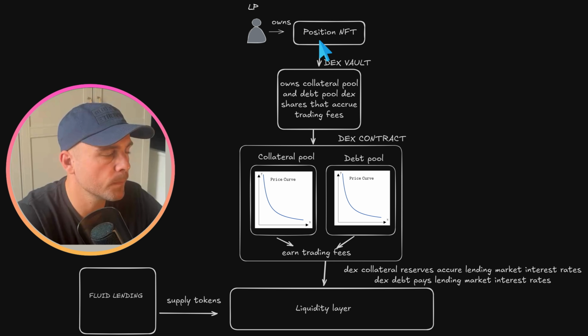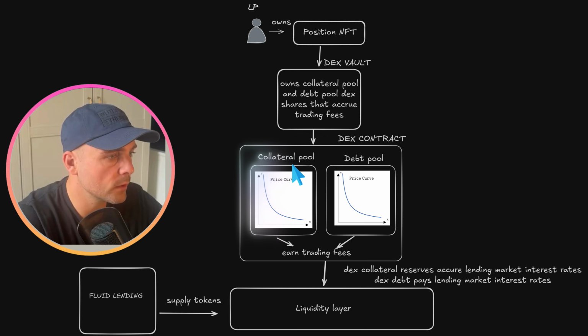So the end state of all of this is that the user ends up owning an NFT that represents his position. That position is the proportional ownership of the underlying DEX vault. The DEX vault in turn owns shares in the collateral AMM pool and has a liability in form of the debt AMM pool shares. So both the smart collateral here earns trading fees and the smart debt earns trading fees as well. Importantly, the smart collateral here also continuously earns interest rate from the liquidity layer, whereas the smart debt continuously pays interest rates into the liquidity layer.